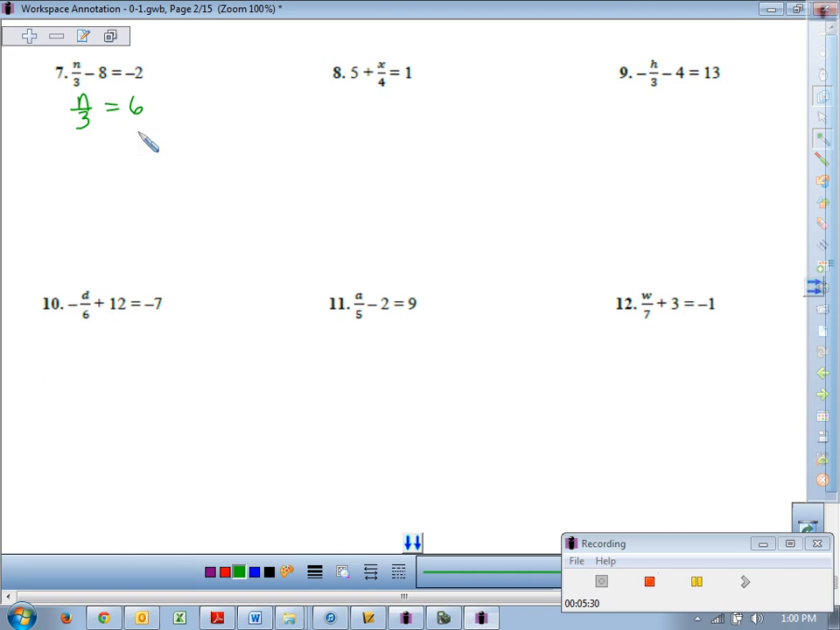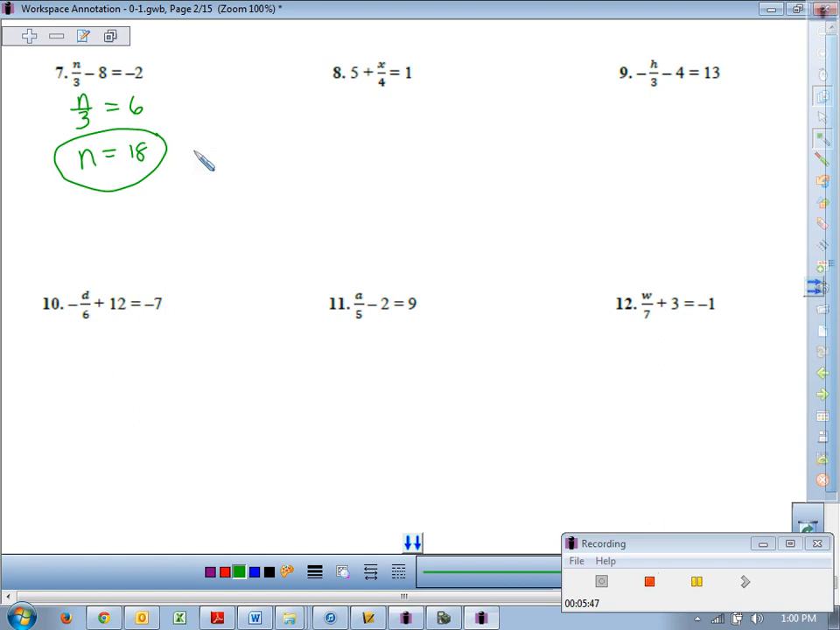First move. Next move is to get n all by itself. There's a divide by 3 hanging out with it. How do you get rid of divide by 3? You multiply both sides by 3. So this means the n would come down, and what's 6 times 3? 18. You just undo the operation. Right? You're doing the order of operations backwards. Just going to undo it. So let's try number 8.